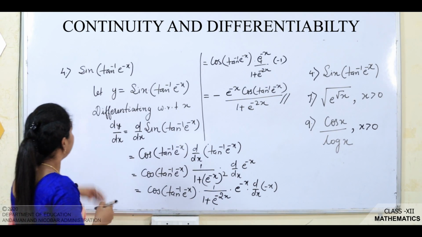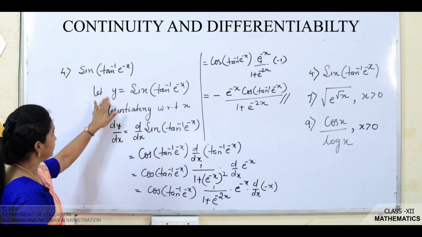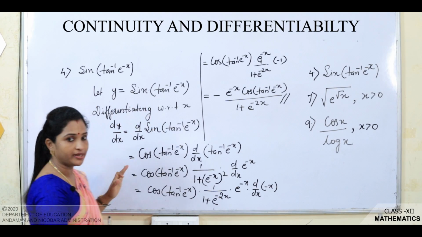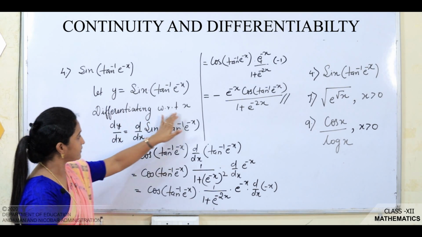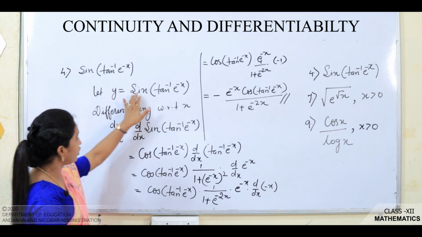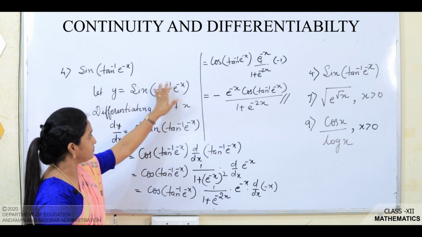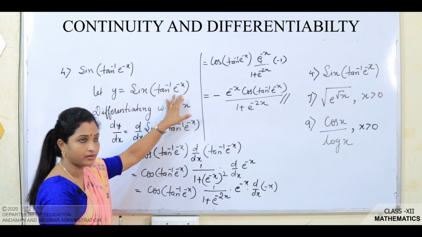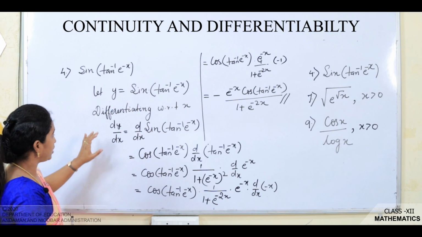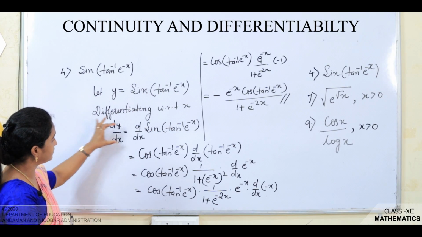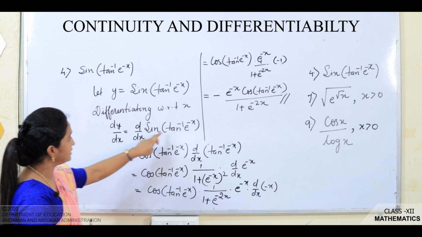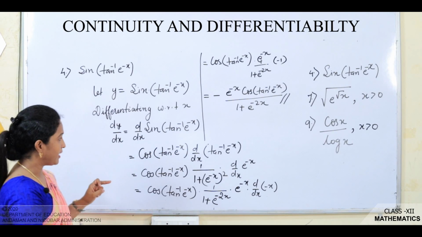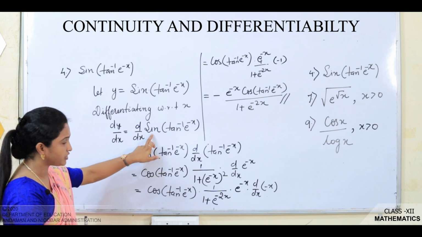Once again, you have to take let y is equal to sine of tan inverse e power minus x, differentiating with respect to x. This is sine of something, it is not x. In place of x you have tan inverse e power minus x. So, you will apply chain rule here. So, dy by dx is equal to d by dx of sine tan inverse e power minus x. When you differentiate, you will first differentiate sine.